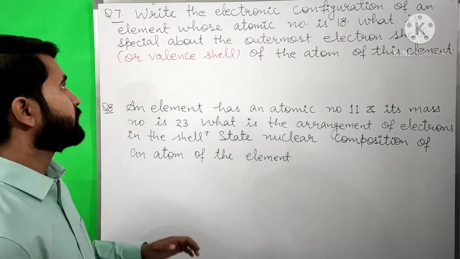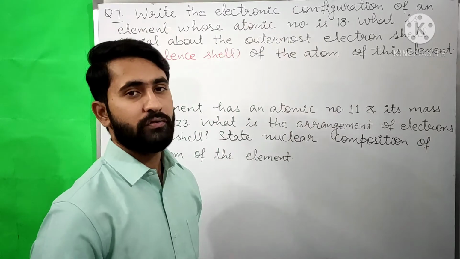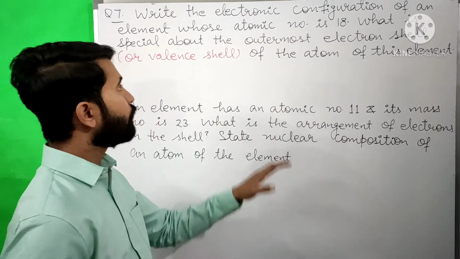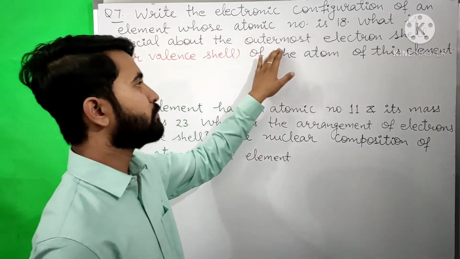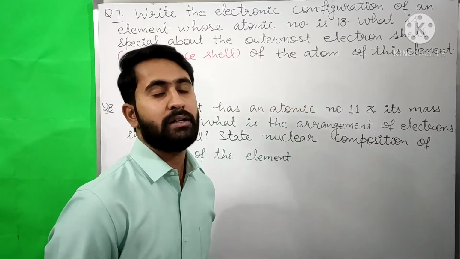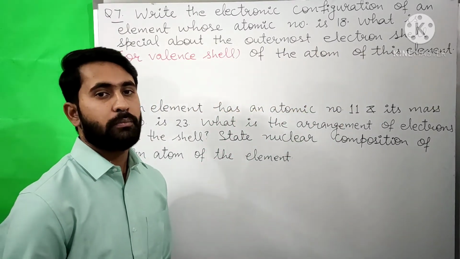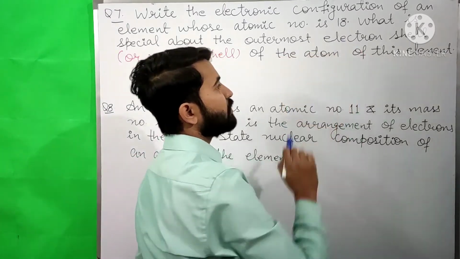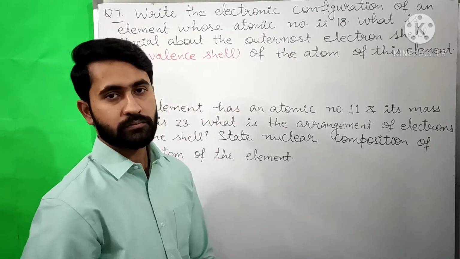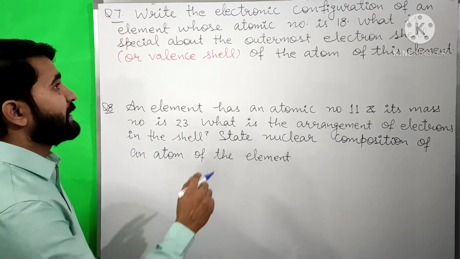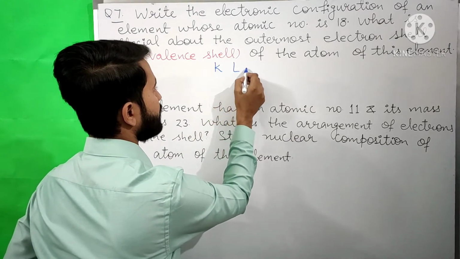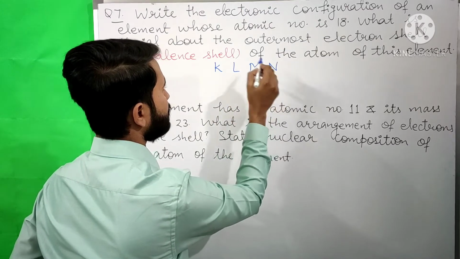Now the next question is, write the electronic configuration of an element whose atomic number is 18. What is special about the outermost electron shell or valence shell of the atom of this element? One thing I haven't told in the topic is that the outermost shell of an atom is also known as the valence shell. So now we will write the electronic configuration of this element. So we will write here K, L, M and N.